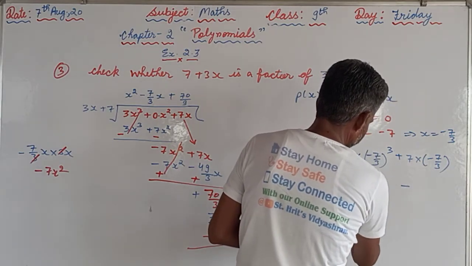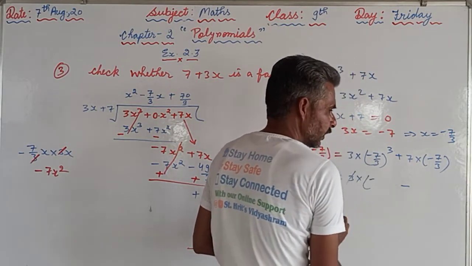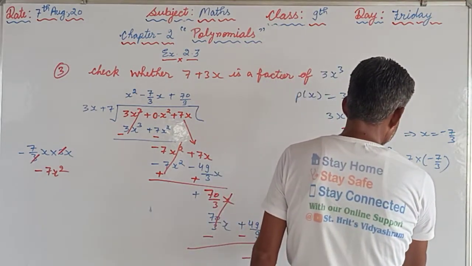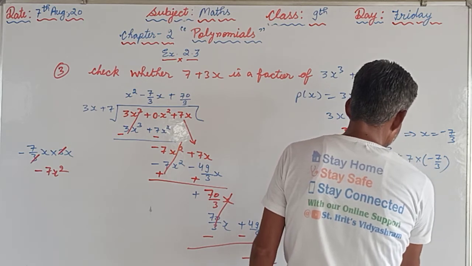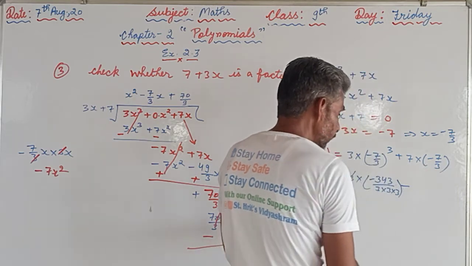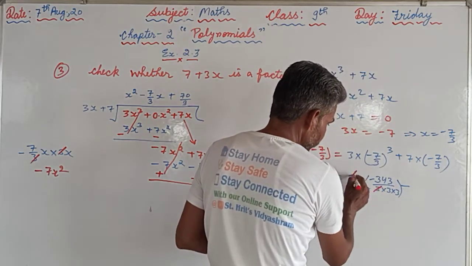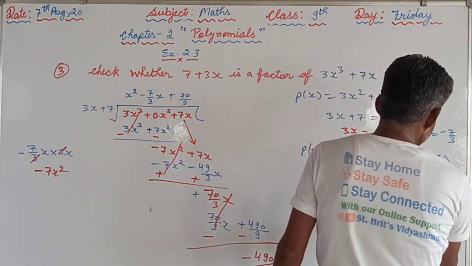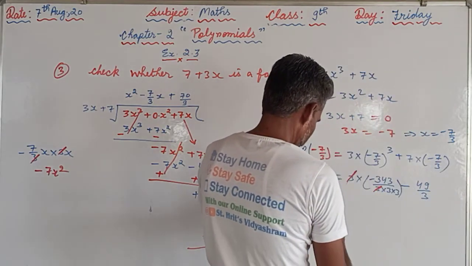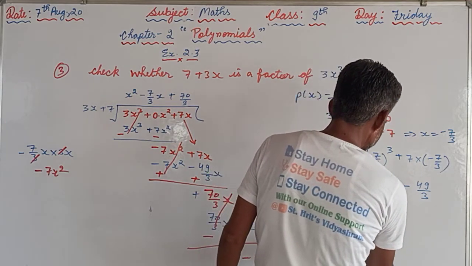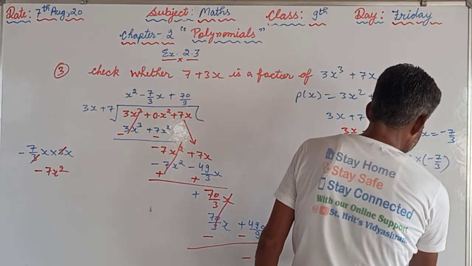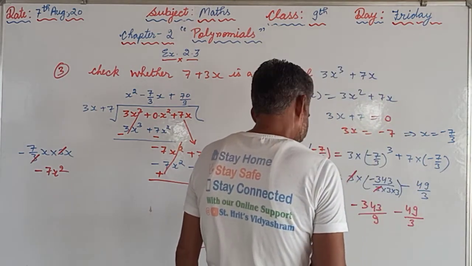So here we will get the negative sign, 7 into 7 is 49, 49 into 7 is 343, and upon 3 into 3. Why am I writing 3 two times? Because I want to cancel one 3. From here minus, and 7 sevens are 49 upon 3. So from here we get minus 343 upon 9, and from here we get 49 upon 3.